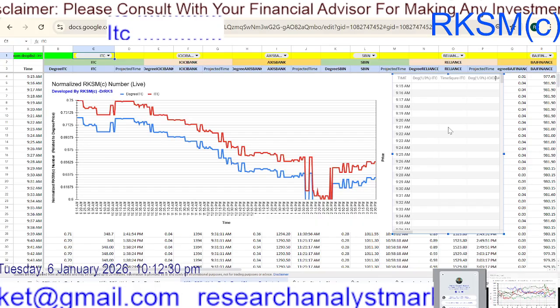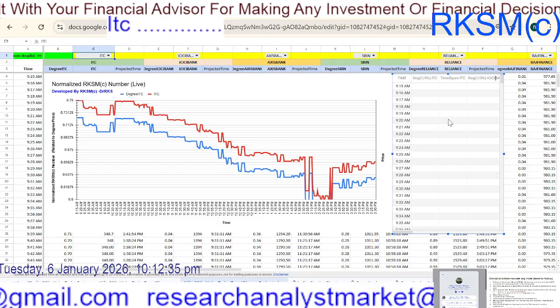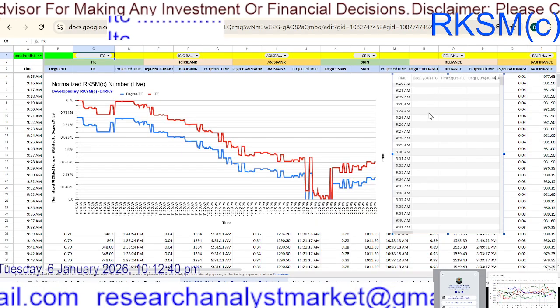So these are the two parameters which we are seeing. You will see here the trend change. Whenever the trend changes, it will display here. Okay, so let's start from 9:15. We are starting from 9:15, we can see here.